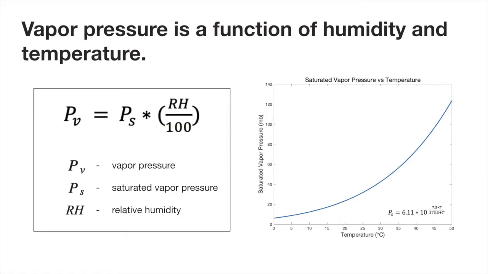Vapor pressure is the partial pressure of water vapor in air and can be expressed as a function of relative humidity and saturated vapor pressure. Saturated vapor pressure is the maximum amount of water vapor that the air can hold and increases non-linearly with temperature, as shown in the graphic. Vapor pressure near Earth's surface is generally less than the saturated vapor pressure.